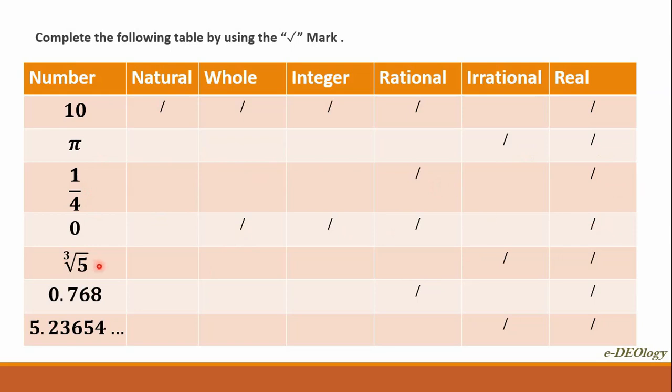The cube root of 5 is irrational and real. For 0.768, this is a decimal, it is a rational number, it is a real number. For the number 5.23654..., it is a continuous decimal. There is no pattern of repetition of the decimals. So this is irrational and real.